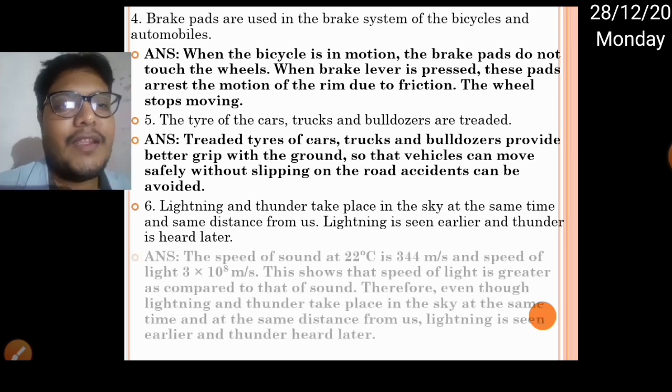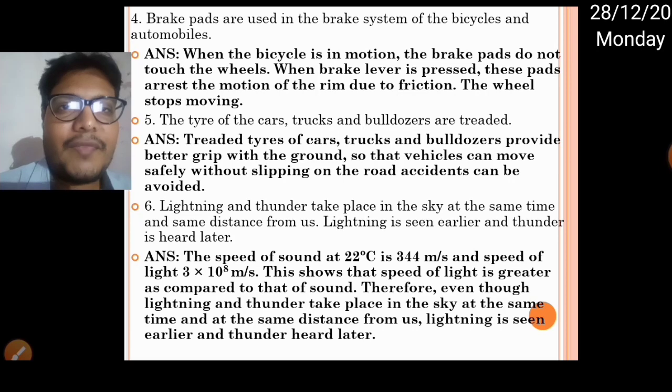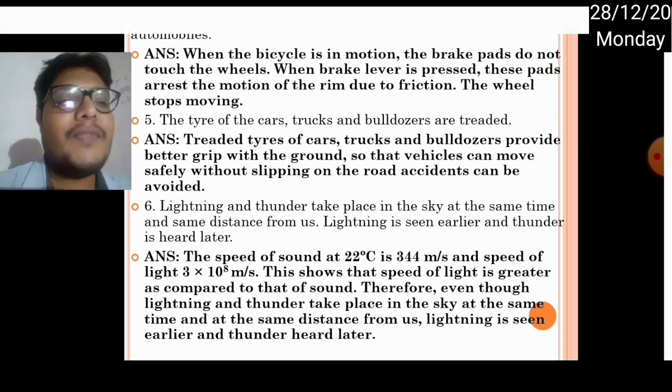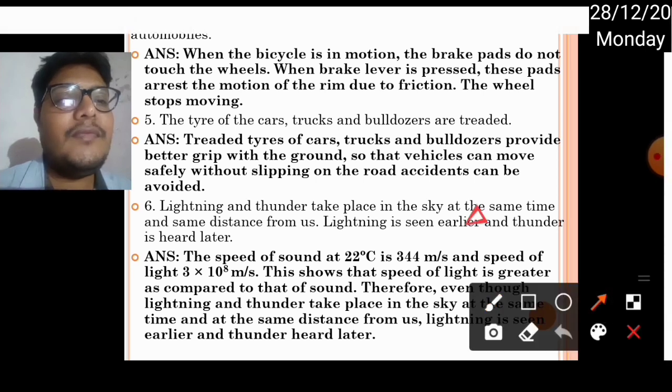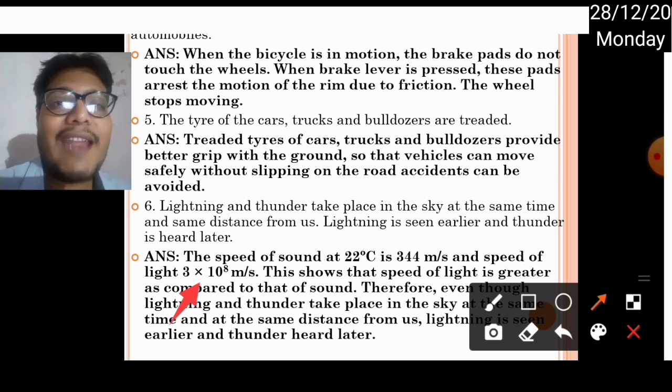Okay, so why does it happen? See here. The speed of sound at 22 degrees Celsius is 344 meters per second, right? Read this number, 344 meters per second. This is the speed of sound. Okay, now speed of light. This is the speed of light and this is the speed of sound, right? Okay, see the speed of light, what is it? It is 3 multiplied by 10 raised to 8.